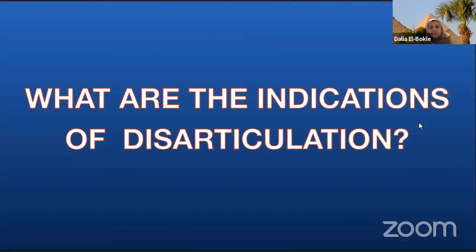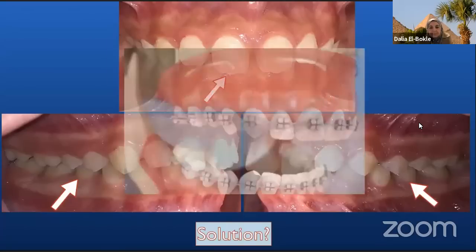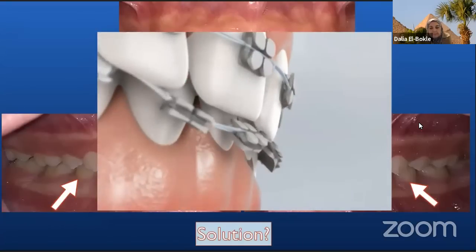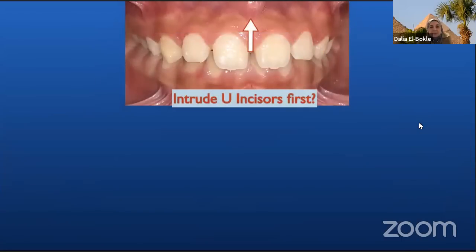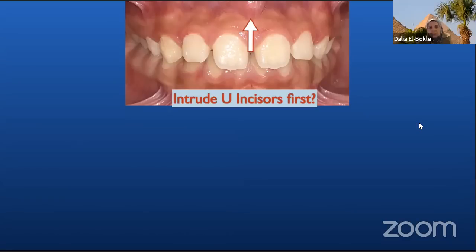What are the indications of disarticulation? Here is a case that presented to me with deep overbite. What are the options here for bonding the lower arch without debonding the lower brackets? Well, maybe I can start on the upper arch first, intrude or procline the upper incisors, and then safely bond the lower incisors. This procedure increases the total treatment time, but it is still a very valid option.